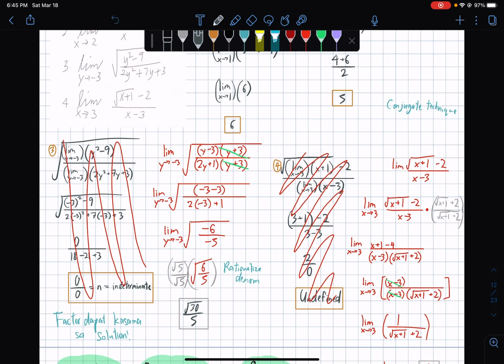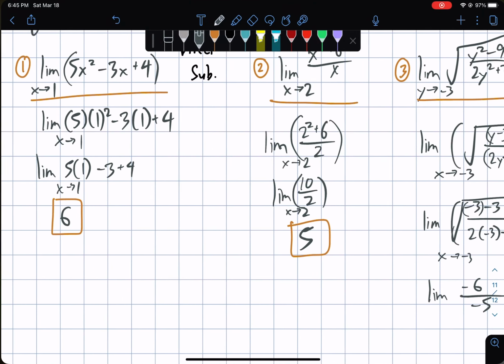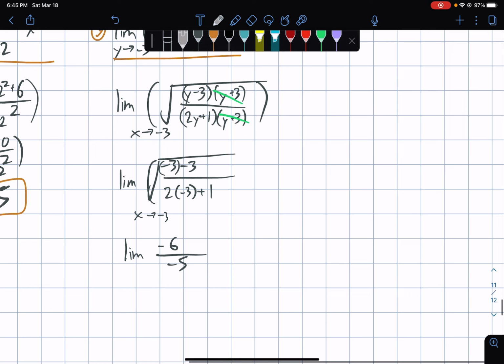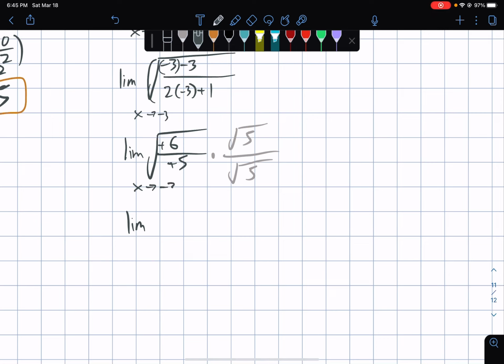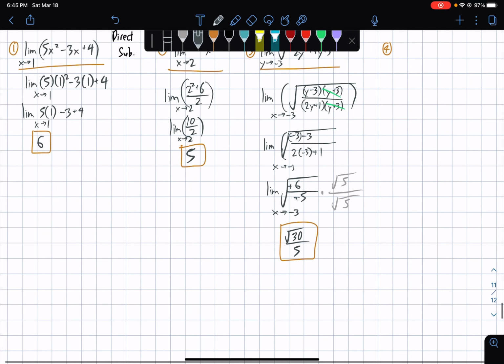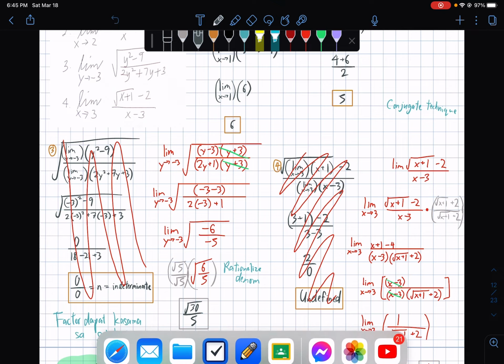Oh, okay. We do have to rationalize the denominator. This is where we have to rationalize. By the way, these could be positive already. So to rationalize, we multiply both sides with the square root of 5. We don't want any radical signs on the denominator. It's ugly and I don't think it's allowed for the final answer. So square root of 30 over 5. I bet this is the answer already.